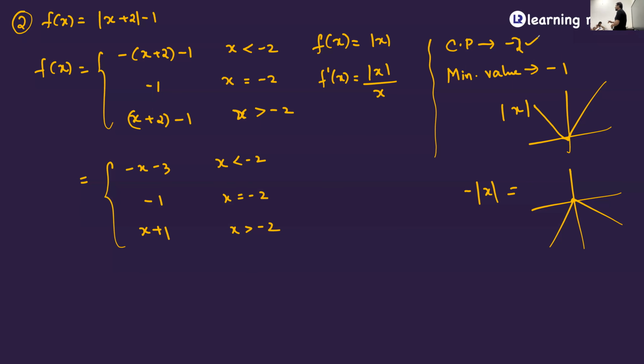Now, can you tell me the answer? Even without solving this, by looking at it, can you tell me the answer? Critical point is minus 1. Value is 3. Minimum or maximum? Maximum. Why maximum? Because the modulus has the negative before it. It will be an inverted V. You can check the answer and see once.